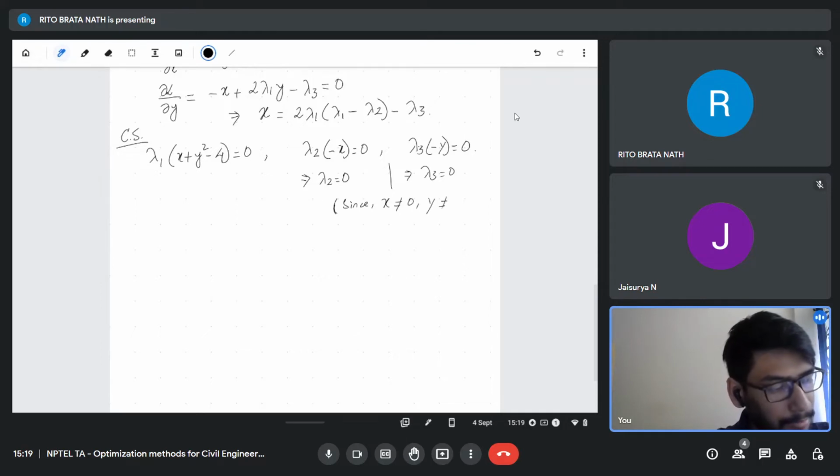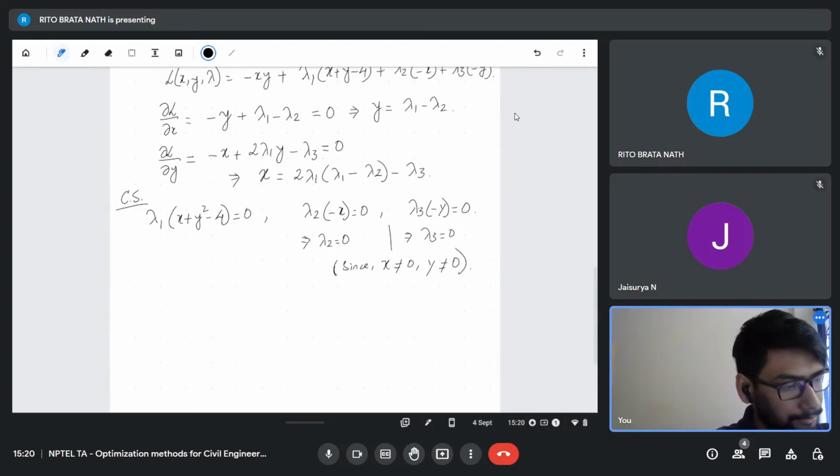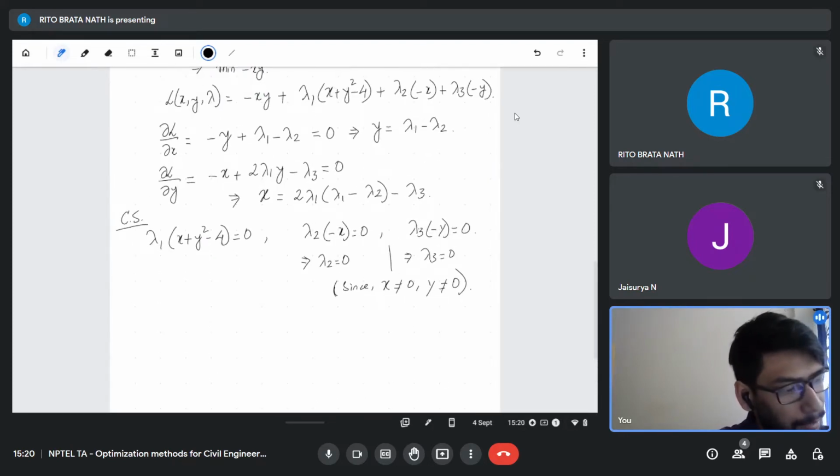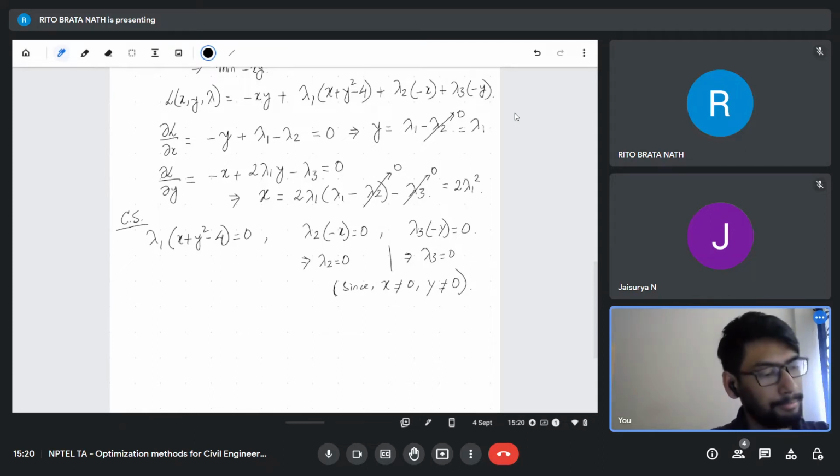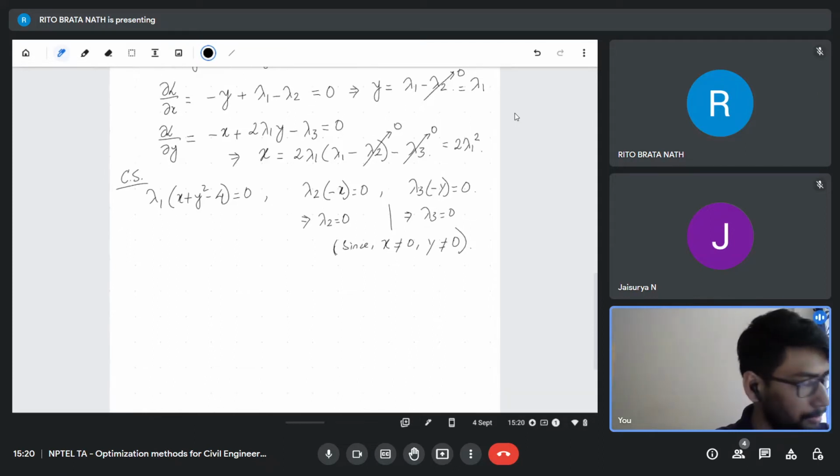Since we are trying to maximize this product x times y, now what you can do is put 0 here. So this will be 0. Then your lambda 3 part will be 0, and this part lambda 2 also will be 0. So what you're left with is y is equal to lambda 1 and x is equal to 2 times lambda 1 square. So I hope this is correct.